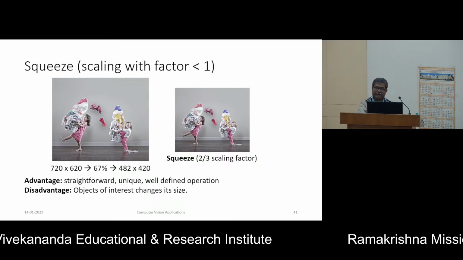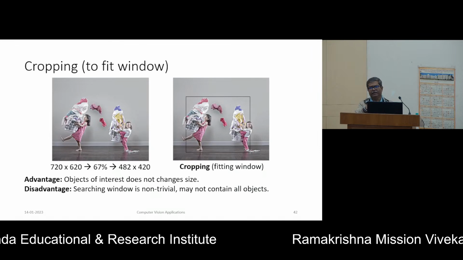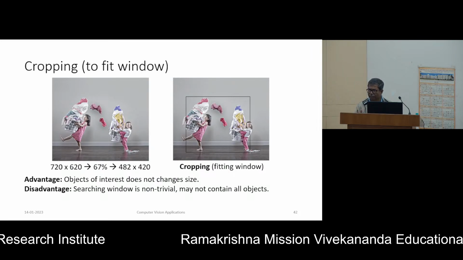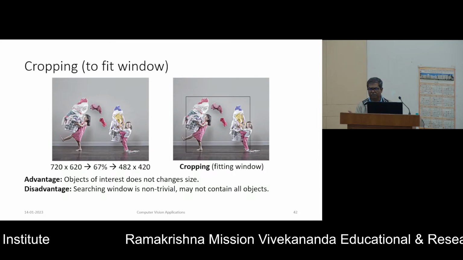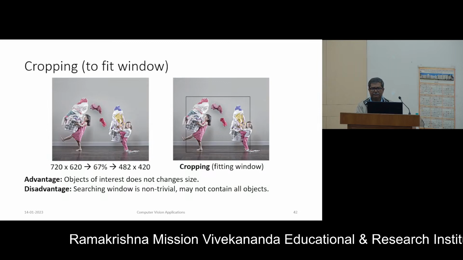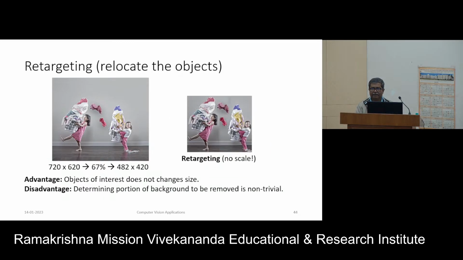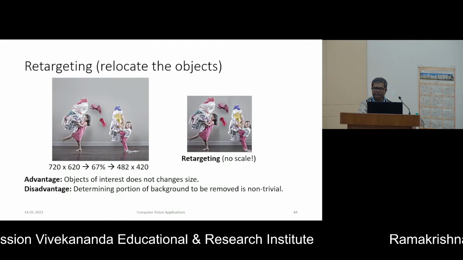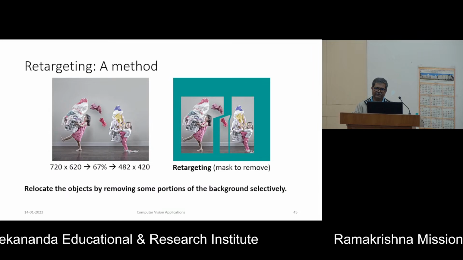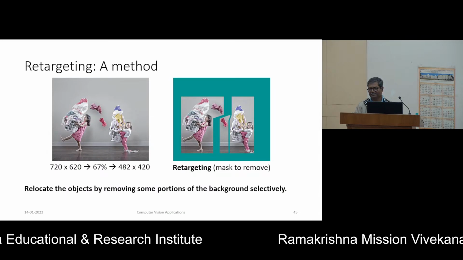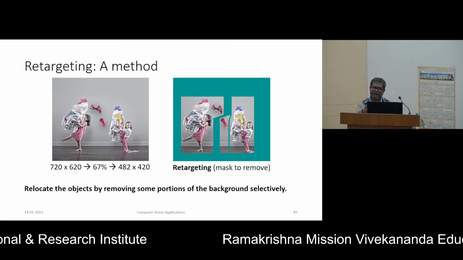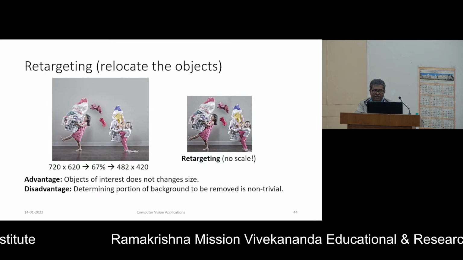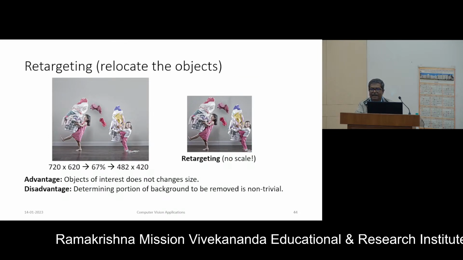Another way of doing it is to keep the object size the same and just crop only the relevant portion to fit my display device. This is simply called cropping. What happens is that full objects may not come. Or I can remove some irrelevant, unwanted regions. How do I do it? In the image, this portion and this portion don't have much information; it's a sort of smooth background. We can remove them and get an image of the desired size.